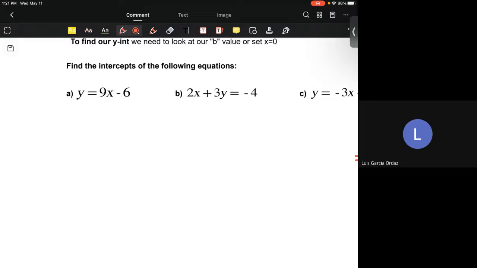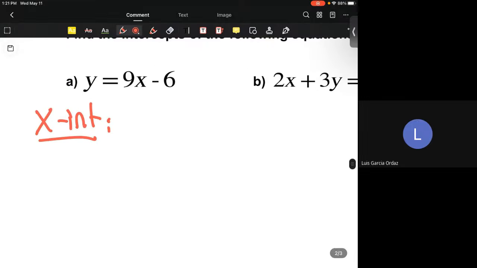So the next one I have is y is equal to 9x minus 6. Which one do you guys want to find first, the x-intercept or the y-intercept? The y. Okay, let's find the x-intercept first. So when I have my x-intercept, what do I need to set to 0? My y. So 0 is equal to 9x minus 6.